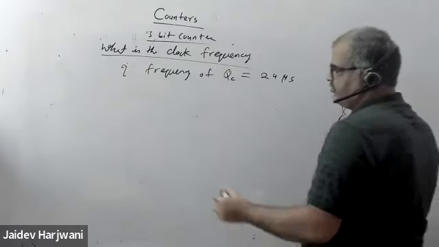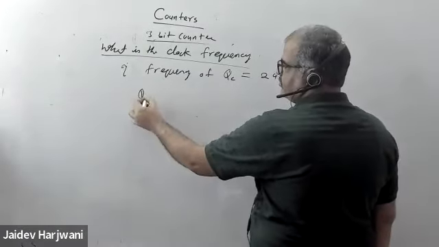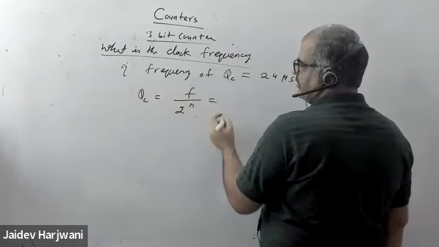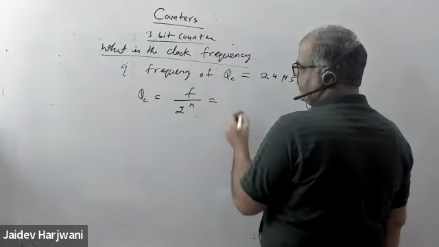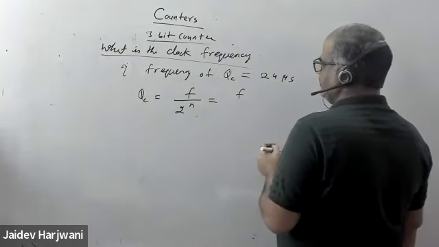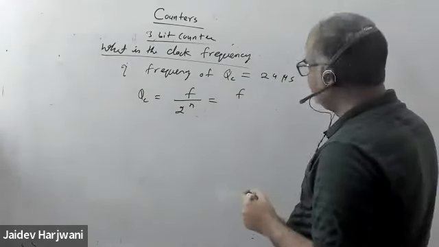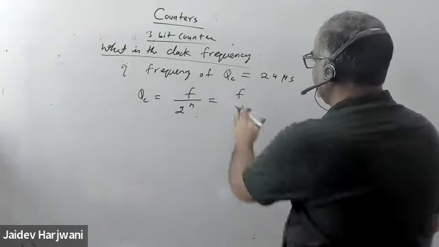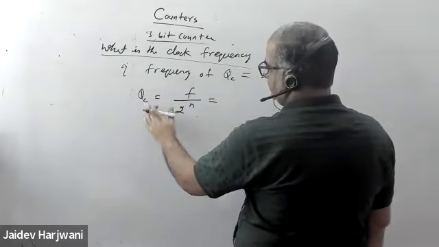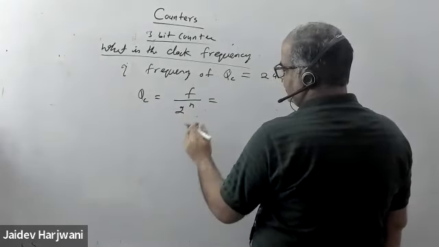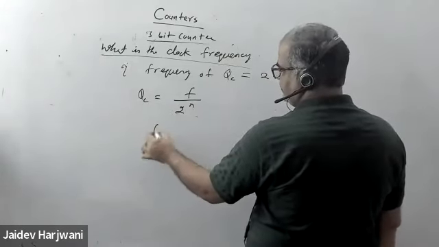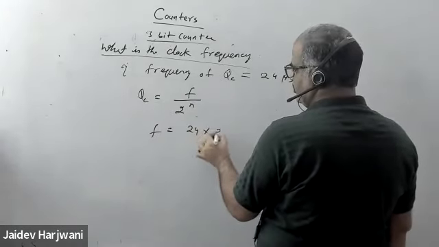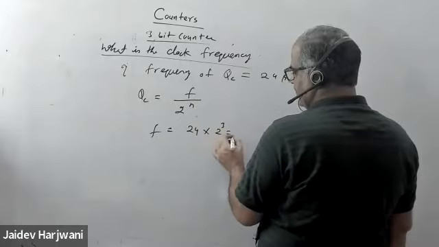So frequency at QC should be equal to frequency by 2 power n, because this is, sir, a third bit. 3 microsecond, 3 microsecond. Okay, how will 3 microsecond come? The frequency of QC is given, and it should be f by 2 power n. So what will the frequency be? What frequency of QC is given? 24 microsecond is given, and 2 power n, 2 power 3 is 8. What is coming?